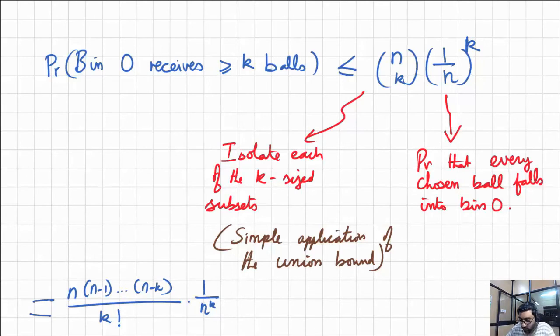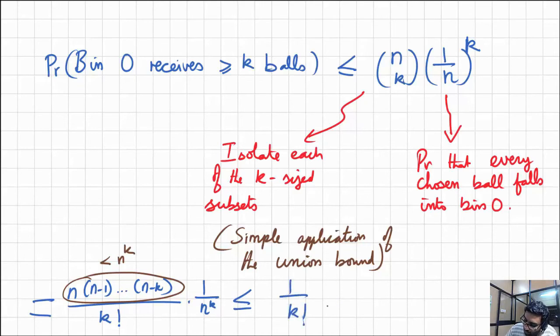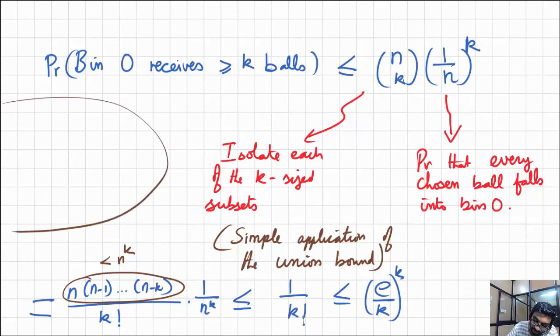It can be expanded into n times n minus 1 times and so on up to n minus k plus 1, divided by k factorial, times 1 over n to the k. Notice that the numerator here is at most n to the k. So this whole quantity is upper bounded by 1 over k factorial. And this in turn is upper bounded by e over k, the whole raised to the power k. How do we get this? We know that e to the k can be expanded using the Taylor series.